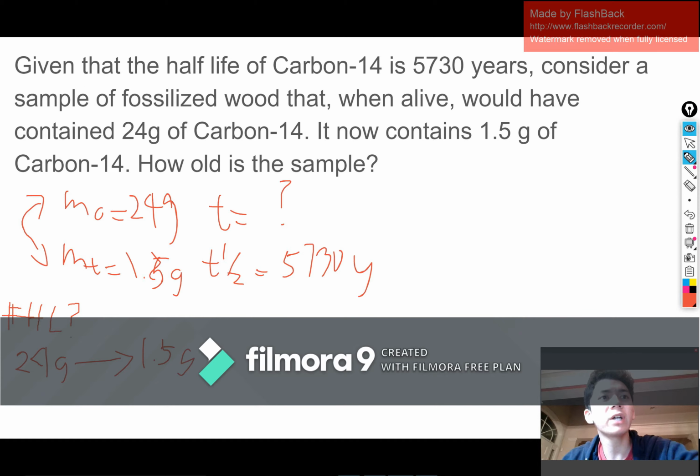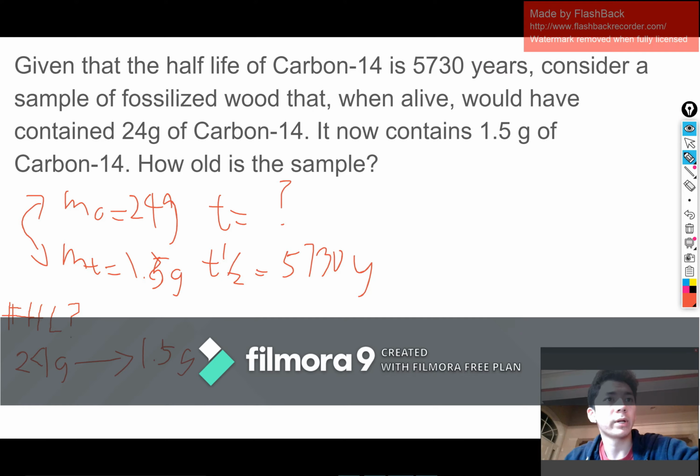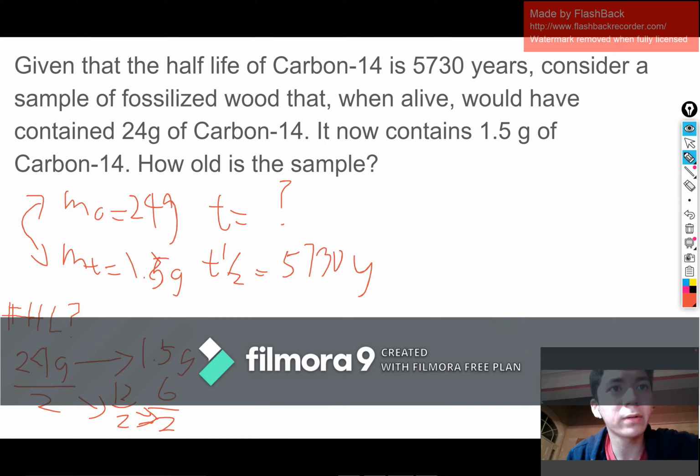So how many times do I have to divide by 2 to get there? How many times do I divide by 2 to get to 1.5? After 1 division by 2, we get 12. Then we divide again, and that gives us 6. Divide that by 2, we get 3, and divide 3 by 2, we end up equaling our amount of 1.5.